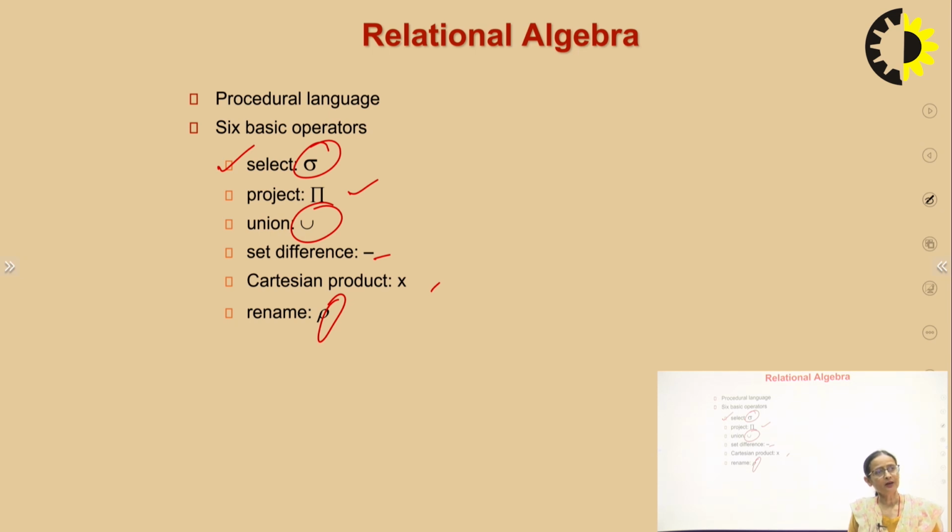So if we are writing a relational algebra for selecting some data from a relation, then we use this particular symbol. And if we are projecting, that is we are selectively selecting some data, then in that case we are using the symbol pi.